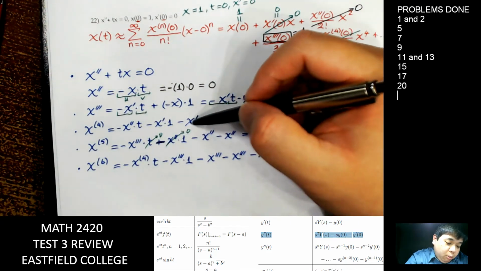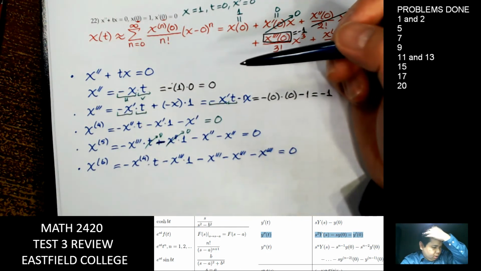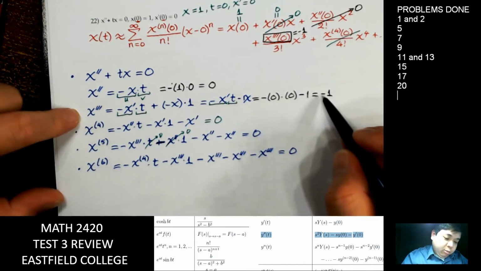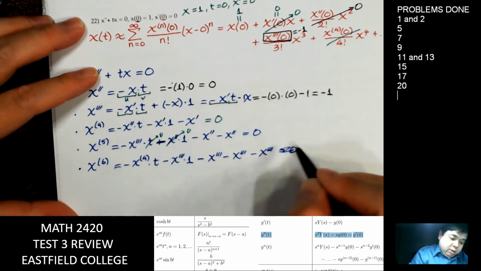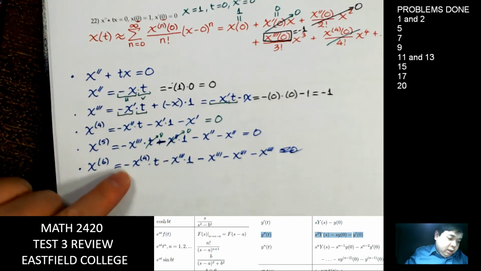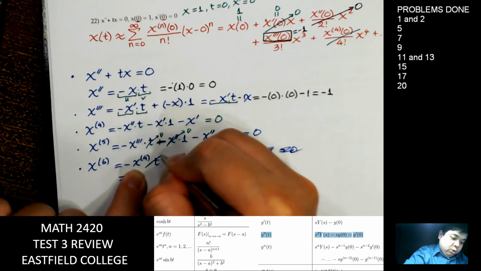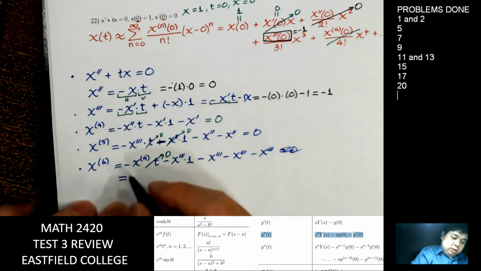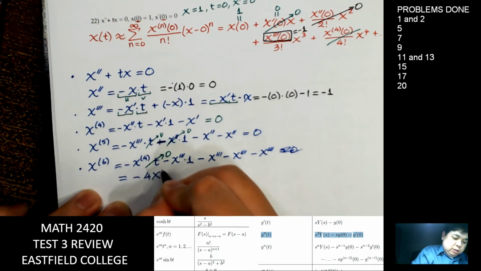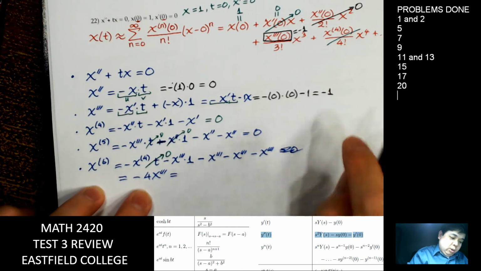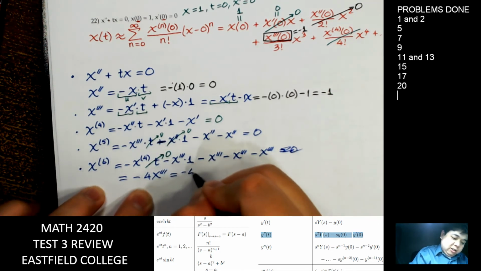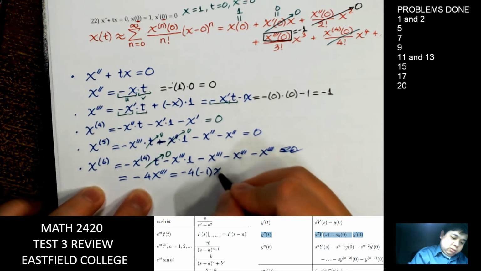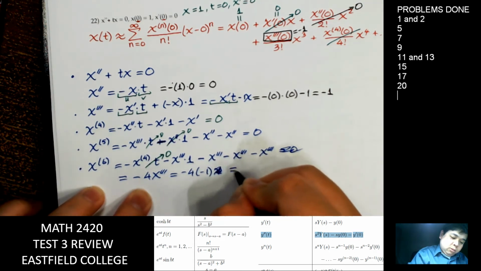Actually, we should start combining those. Anyway, x cubed is negative 1, so we have t here, so this is going to be 0. We have 1, 2, 3, 4. Which is negative 1. So equal to 4.